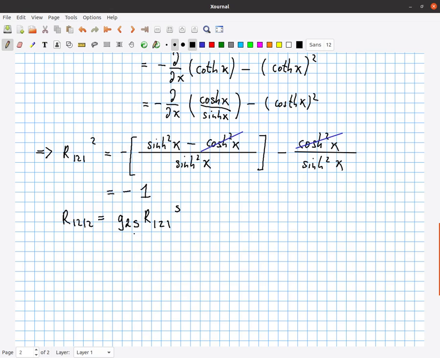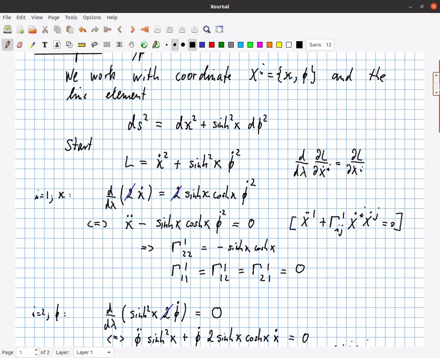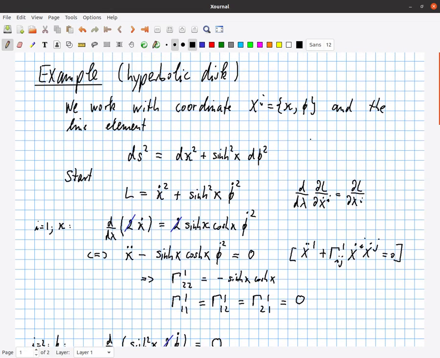Because we want to get this index 2 down here. If we now look at this, the only non-trivial component from our metric is the 2,2 component. 1, 2, 1, 2. And G22, we can write this out here.